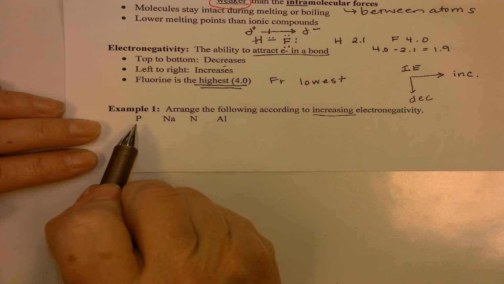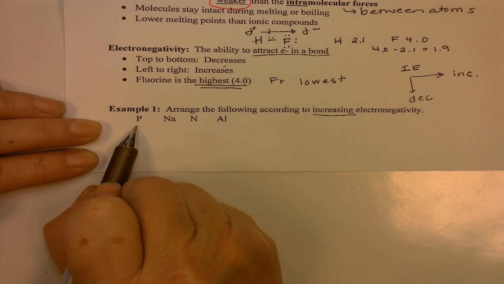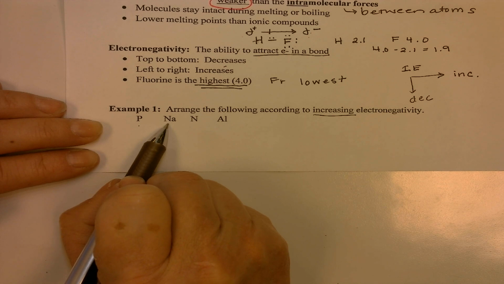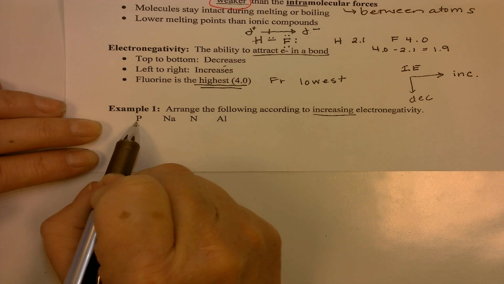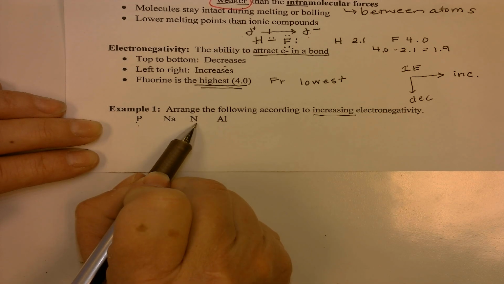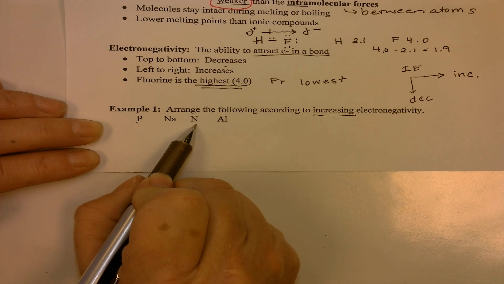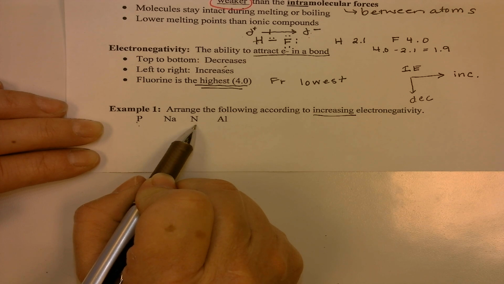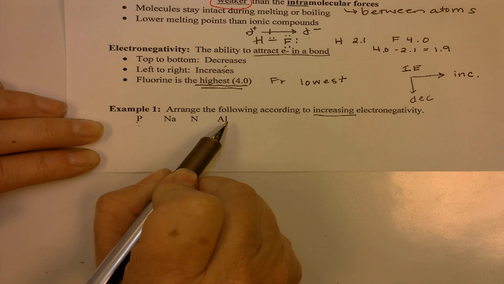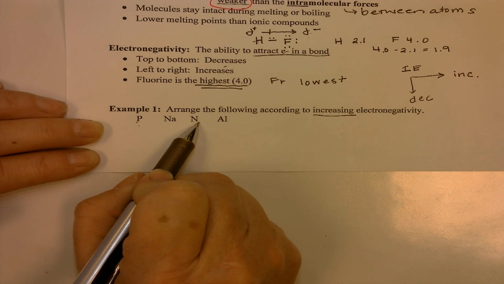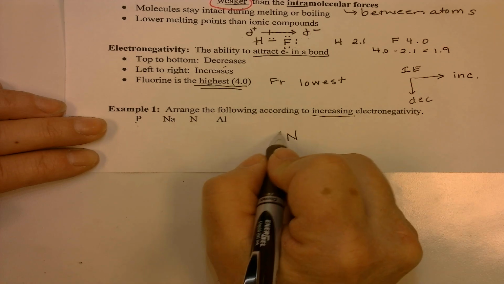So the first thing I do is I take phosphorus, and I look at sodium or phosphorus, which one is higher. Sodium is larger, so it has a lower electronegativity. So phosphorus currently is the highest. Then I take phosphorus and nitrogen. Which one has a higher electronegativity? Nitrogen, because it has one less energy level. So nitrogen is currently the highest. Now I look at nitrogen and aluminum. Which one has a higher electronegativity? Nitrogen. So nitrogen is my largest.